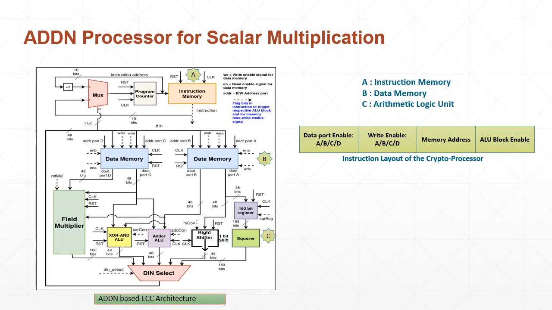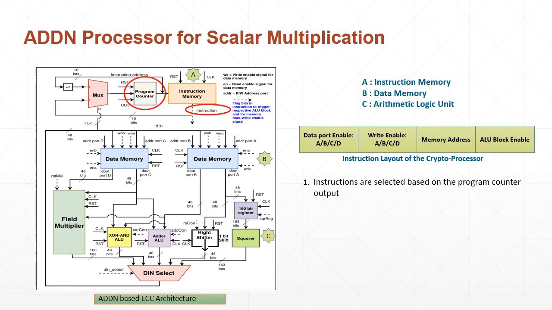Now, we will be looking into the working of the entire scalar multiplier architecture. As you can see, the processor architecture consists of the basic building blocks: the instruction memory, a data memory, and an arithmetic and logic unit. The arithmetic and logic unit consists of a field multiplier, basic DSP adder blocks, and a field squarer. The instruction memory holds instructions having a basic layout as depicted in the instruction layout image.